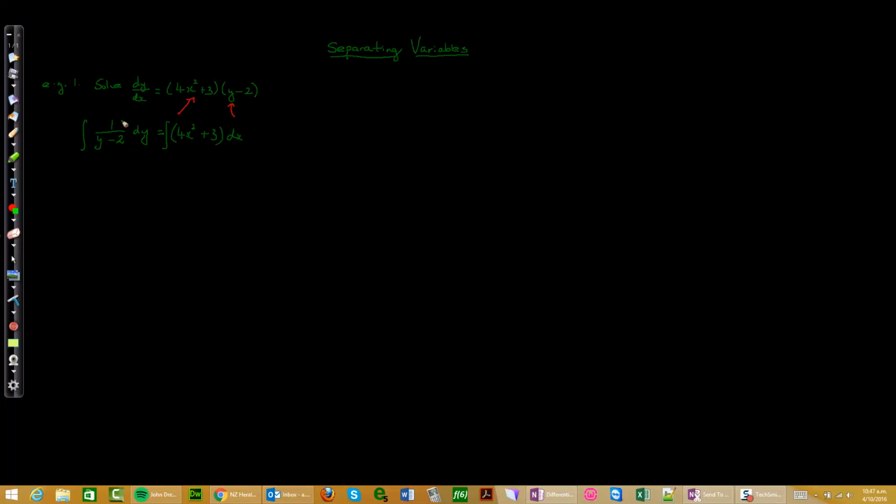Okay, and so what's the integral then of 1 over y minus 2? Well, this is one of those rational functions, so its integral will be the natural log, absolute value of y minus 2. Now you may be thinking, what about a constant here? Well, let's put one in. Let's call this c1 for a moment. And let's now move to the other side and integrate that. So we're going to get 4x cubed over 3 plus 3x plus another constant.